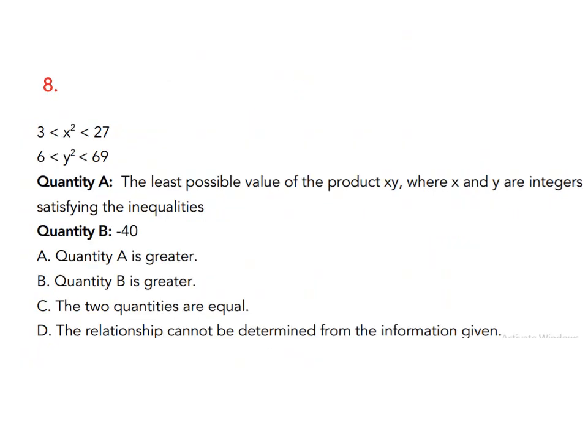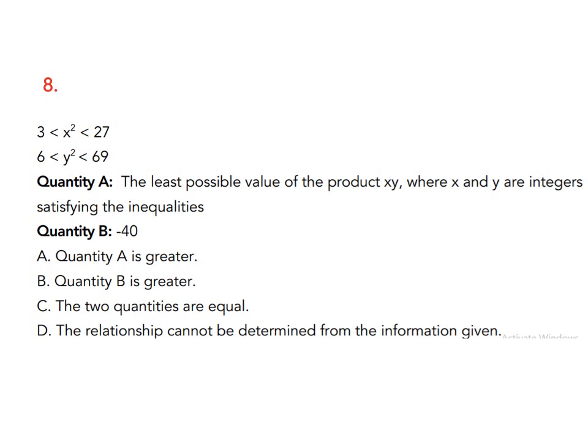In the eighth question, two ranges are given. Two inequalities are given: 3 less than x squared less than 27, and 6 less than y squared less than 69. Quantity A says the least possible value of the product xy, where x and y are integers satisfying the inequalities. So you need to find the root values.